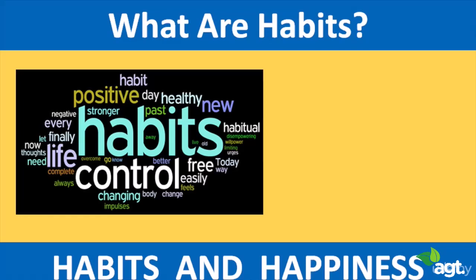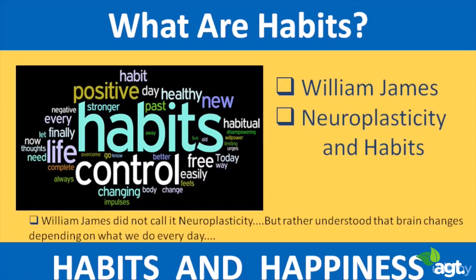Before we go any deeper into habits, I definitely want to mention William James, known as the father of American psychology. William James knew 100 years ago almost what we know today, and that is that habits are performed automatically, they are ingrained in our brain, and more importantly, he talked about neuroplasticity 100 years ago. Now, what is neuroplasticity and what does that have to do with habits?